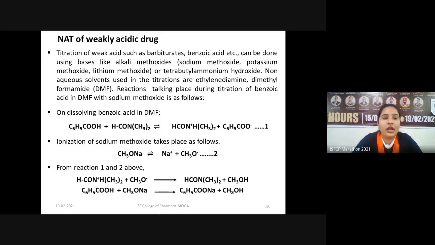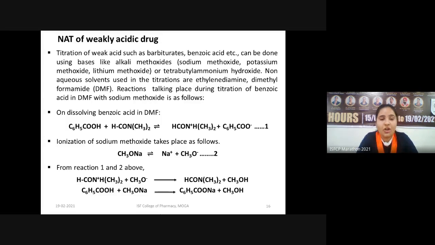The solvent we will be using in non-aqueous titrations is mostly dimethyl formamide, that is DMF, but ethylene diamine is also commonly used. Reactions taking place during the titration of benzoic acid in DMF are as follows. Now we will be studying all the reactions which take place during the non-aqueous titrations of the weakly acidic drug.